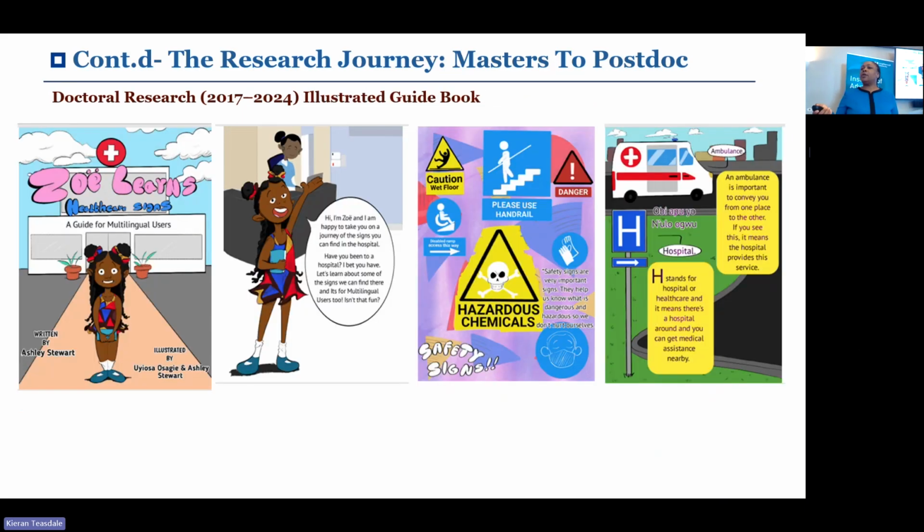To complement the doctoral thesis, I also created an illustrated guidebook for younger users of the healthcare center. I used my daughter Zoe as the lead character, so that the younger generation could relate to her and the content. She was also going to translate these healthcare signs into our own indigenous language. So the translations are there, the visuals are there, and then there's the English language for them.